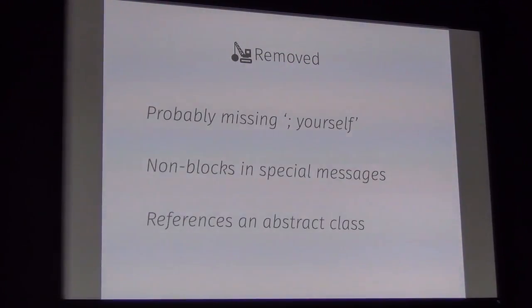Also, some rules were removed, and there were three rules like that. And the first of them was saying, probably you're missing semicolon yourself. And this was annoying people, because in fact you can have legit code with cascades where you don't have yourself in the end, so it was removed. Another rule was saying that you have to have blocks in special messages, like if you have ifTrue or ifFalse, they have to have blocks. And there are cases where this works completely fine, and this is old Pharo code which works like that, and you don't have to unwrap the blocks and so on. And it was also removed because people said that, okay, all normal developers know how this thing works, so we don't have to bother them with this.